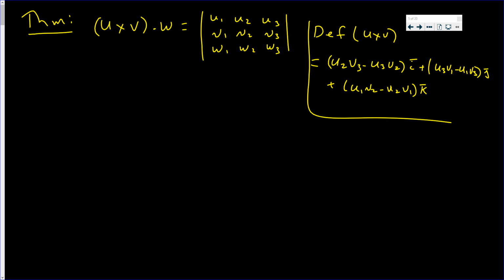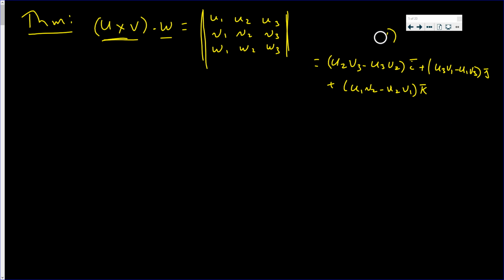In this video, we want to show that U cross V dotted with W is nothing more than this determinant. Okay, so let's see what's going on. U cross V, well, I have that right here. That there is U cross V, and I want to dot it with W.